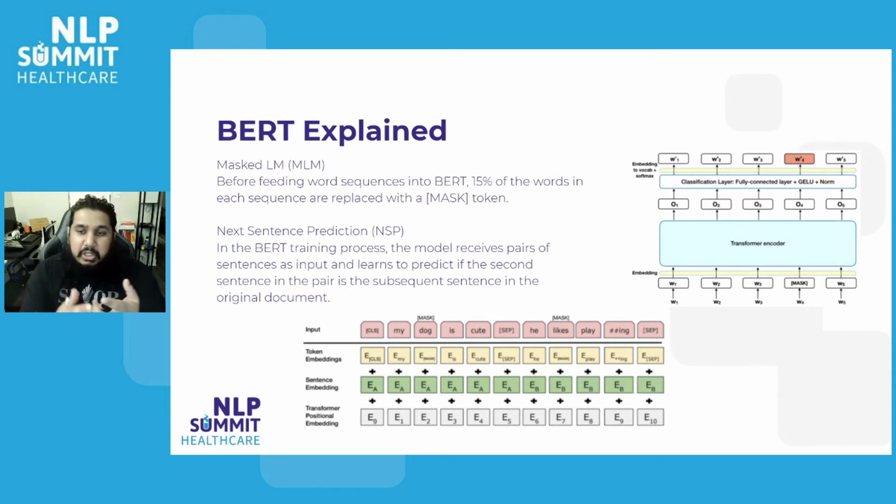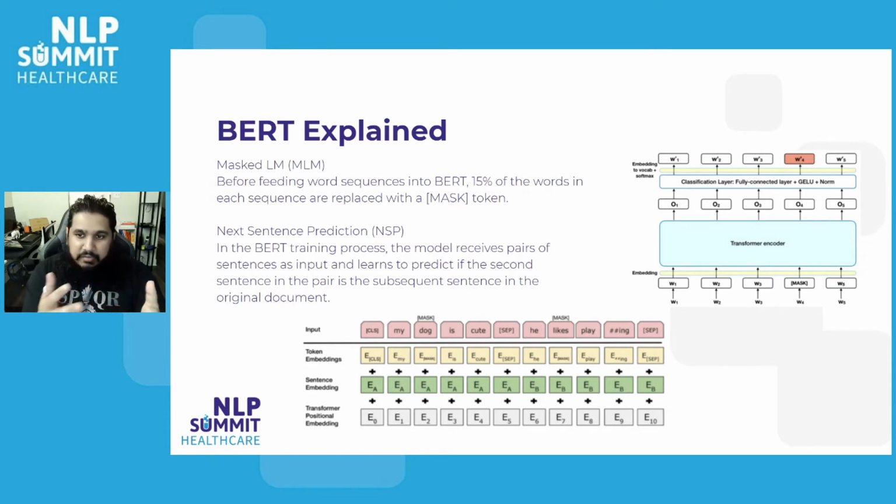And third, you need to calculate the probability of each word in the vocabulary with softmax. Second, next sentence prediction. In the BERT training process, the model receives pairs of sentences as inputs and learns to predict if the second sentence in the pair is the subsequent sentence in the original document.